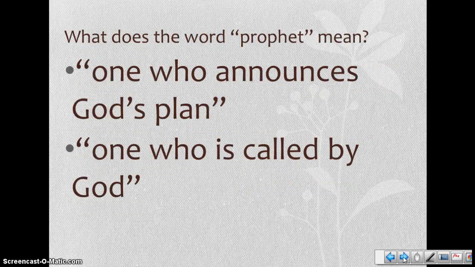On the back side of your new and improved incomplete outline, this is going to be a good sign of whether or not you have the right notes, because here's where things start to change. What does the word prophet mean? Well, it could be defined as one who announces God's plan, or one who is called by God. It's basically someone who is going to speak the word of God to the people of God for the sole purpose of bringing them back to God.